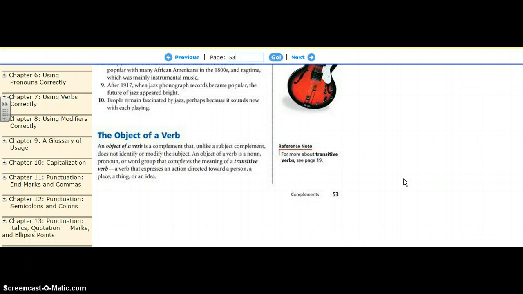Our final grammar lesson for October is found on page 53 of your grammar textbook. We are going to be covering indirect objects, direct objects, and sentences with a purpose.